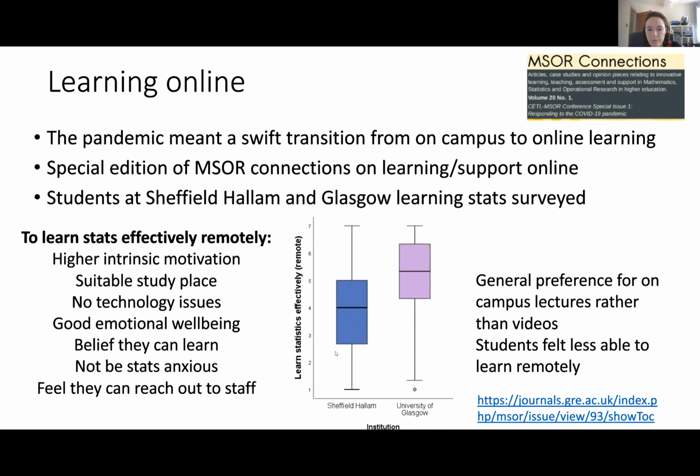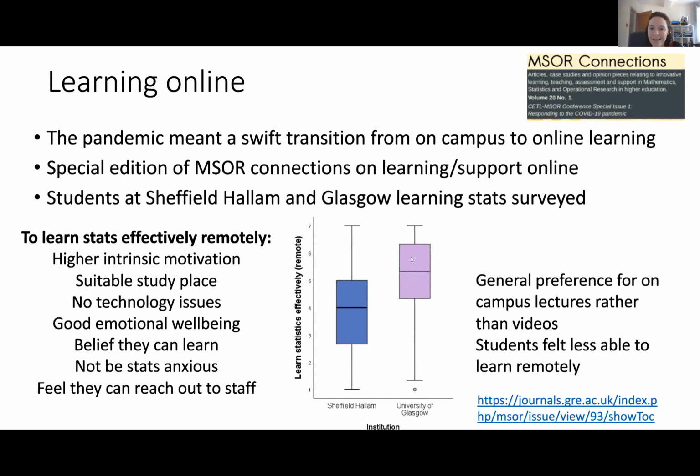And you can see there's a bit of a range. Some people felt they could learn effectively, some people didn't. It's kind of even split. Notice how the students at Glasgow felt they could learn more effectively. But as I said, these are on elective modules, not compulsory modules.